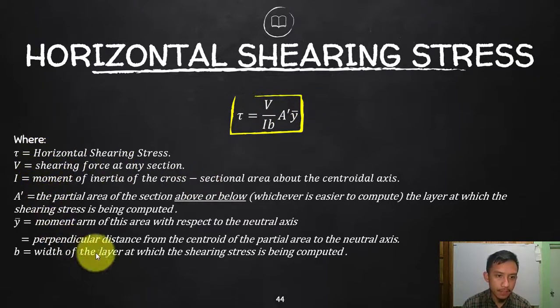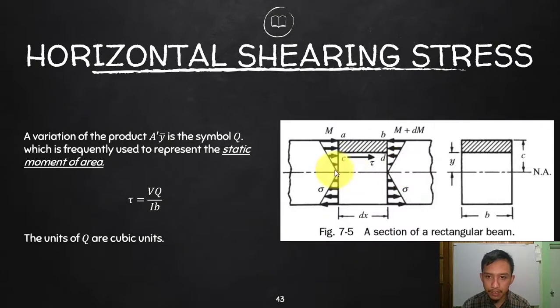So again, these are the definitions. The tau there is the horizontal shearing stress, which is experienced in the plane area parallel to the axis of the beam. It is not the vertical. It is in the grains, or the fiber parallel, or the surface area parallel to the axis of the beam.